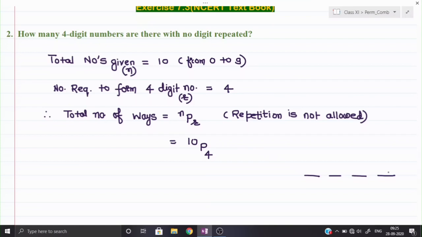4 places we need to arrange. So we require 4 numbers at a time, and the total numbers given to us are 10, from 0 to 9 if I count. So 10P4 is the formula directly given to us. We can find out the total numbers over there.